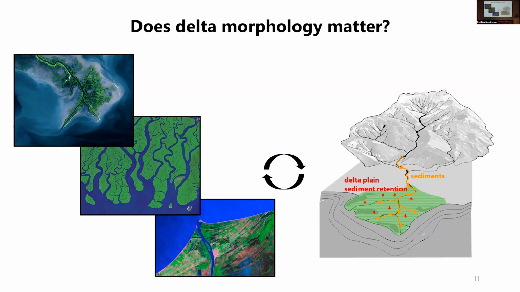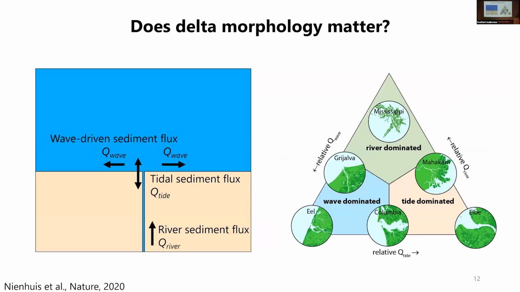But does morphology matter? Well, to do that, we first need to get an idea of what delta morphology is and how to quantify it. This is something I've worked on in the past couple of years. How we define or quantify delta morphology is with three very relevant fluxes that affect most river deltas. First, you have the river sediment flux. This is a schematic river delta or river mouth, so you have a river sediment flux feeding the river delta.